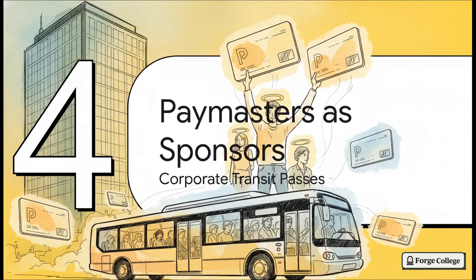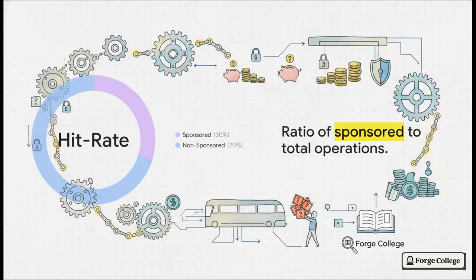Which brings us to Section 4, paymasters. Sponsoring the ride with corporate transit passes. If bundlers are the bus drivers, paymasters are the corporate sponsors buying transit passes for select passengers. Consider your sponsorship hit rate. This is basically the ratio of sponsored operations to total operations on the bus.